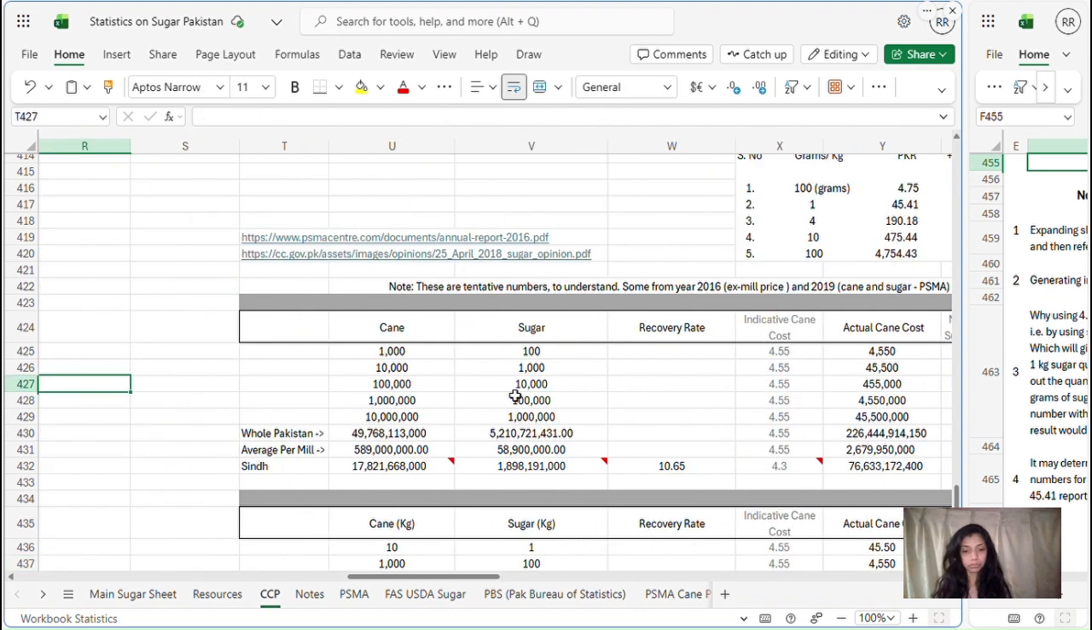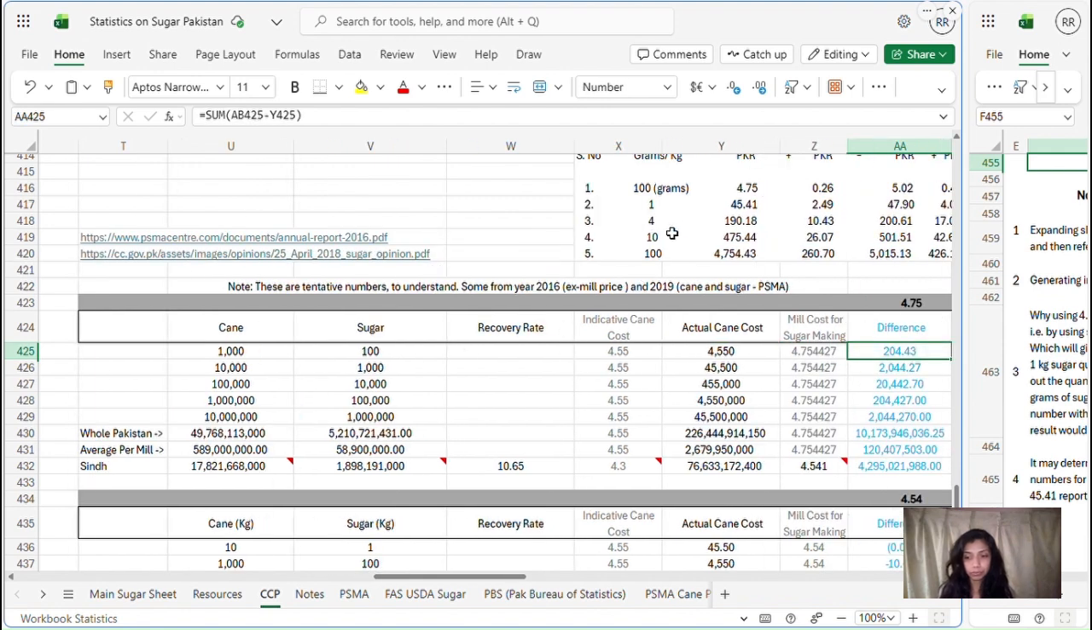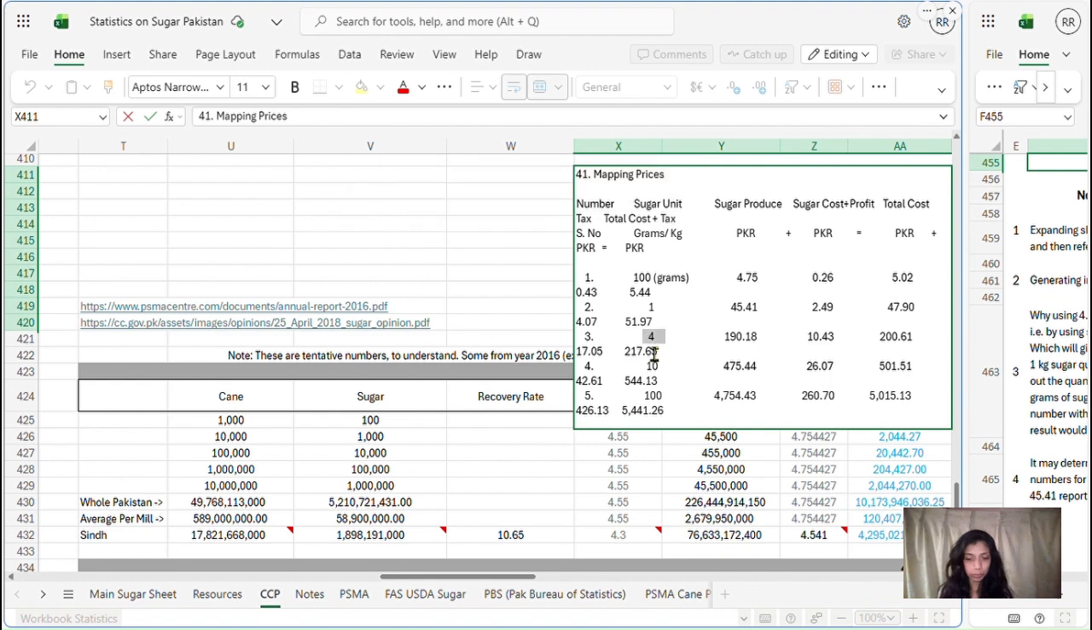What I did here is I expanded this column a bit. With the sugar quantities, I also added the cane quantities required, estimated to produce that amount of sugar. So let's say 1000 kgs of cane required 100 kgs of sugar, and I derived that from this point: 4 kgs of sugar is produced, and it costs 190.18 or 182 per 40 kg, which is the indicative price. So from 40 kg, how many kgs of sugar are produced? That is 4. So this is the number here.